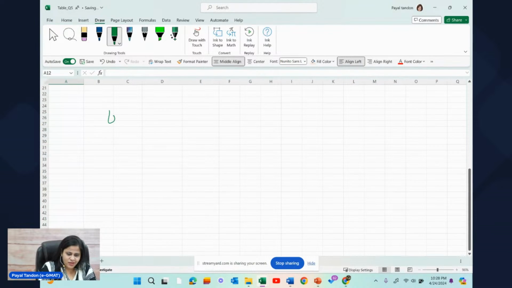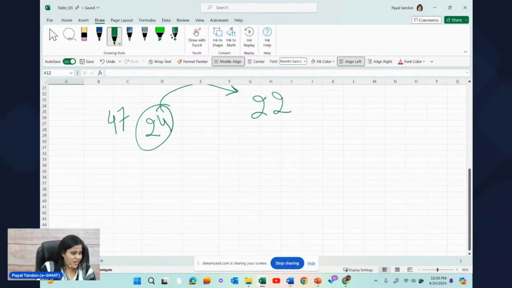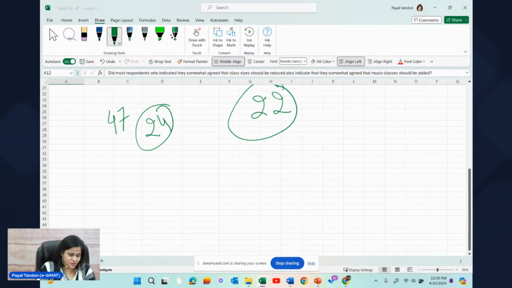Let me explain it a little bit more. You have 47 people in one group and you have 22 people in this other group. The question that you have to answer is, is this number at least 24? And the answer is no. Is this number at least 24? And the answer is no.